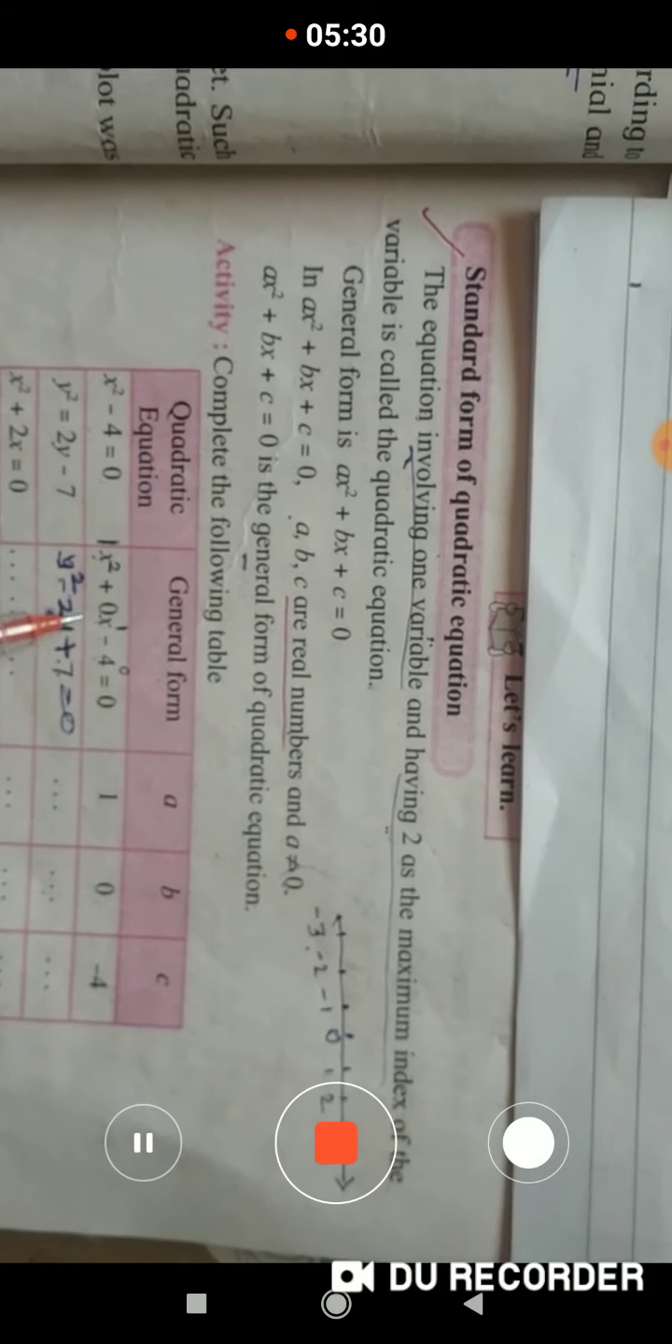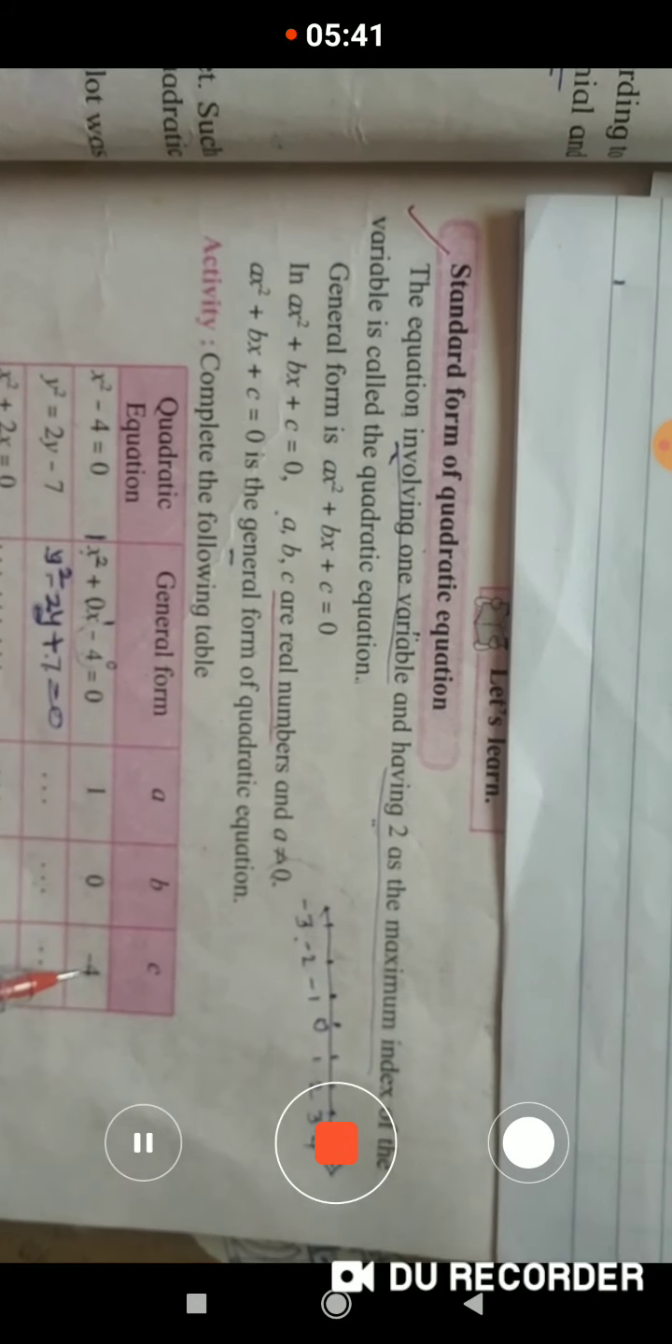Here the index of this variable is 2, here the index of the variable is 1, and here the index of the constant term 4 is 0. That means the general form is x square plus 0x minus 4 is equal to 0. Now the value of a is, see here, the coefficient of x square is 1. Therefore the value of a is 1. The value of b is 0, because the coefficient of x is 0. And the constant term is minus 4. Therefore c is minus 4.